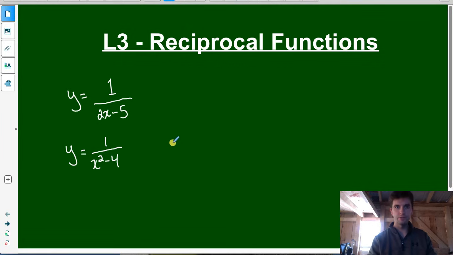Okay, in this video you're going to learn how to graph reciprocal linear and quadratic functions. So here's an example of a reciprocal linear function. Notice the function in the denominator is a linear function, a degree 1 function. And this function here is a reciprocal quadratic function because the function in the denominator is degree 2.